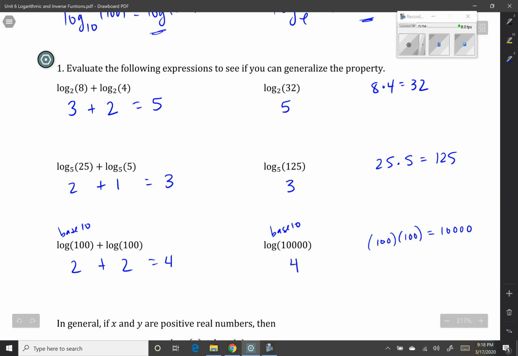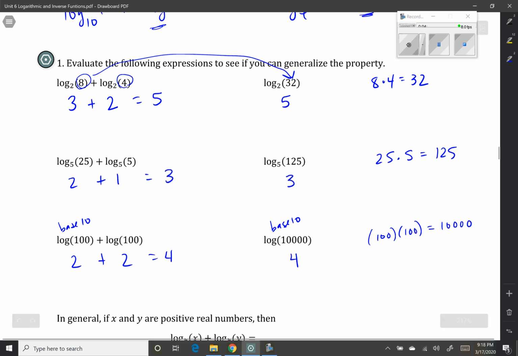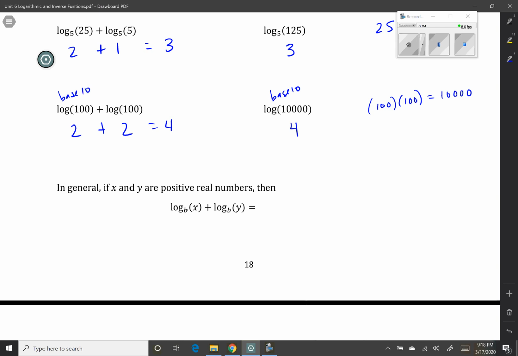So what I'm hoping you're noticing by these 3 examples, if you re-examine them, is that logarithms separated by addition can be brought together by multiplying what we're evaluating. I'm multiplying the 8 and the 4 to get to this 32. I can do the same thing backwards. So if I started with log base 2 of 32, I can say what 2 numbers multiply to make 32, and I can undo it and make it a plus. So let's generalize this property. If log base b of x is added to log base b of y, then this becomes log base b of x times y.